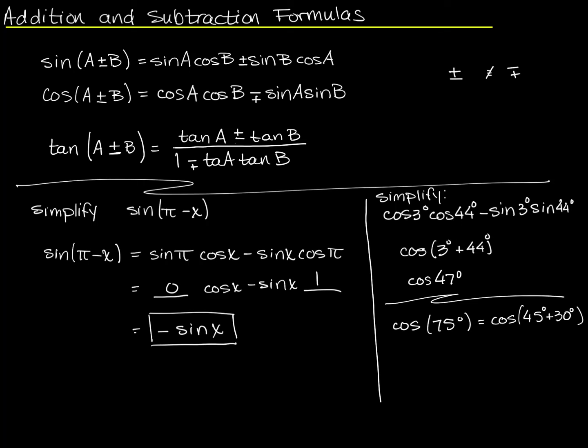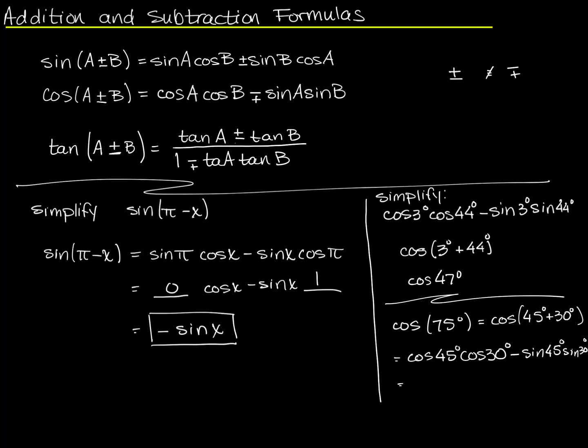Because I know the cosine of a sum of two angles is equal to the cosine of the first times the cosine of the second. I have the sum, but it's a cosine, so I'm going to have a minus here. The sine of the first, the sine of the second. Running out of room.